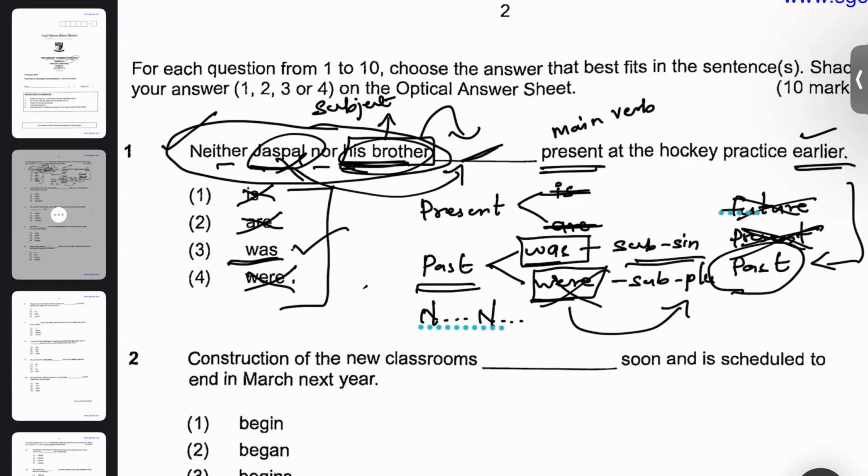And then we also identified the tense. Since the clue is earlier, which is something that happened in the past, the tense is also past. With the singular subject in past tense, we have come to the conclusion that was the right answer. And yes, it is. And we also got some idea on how to eliminate the other options.